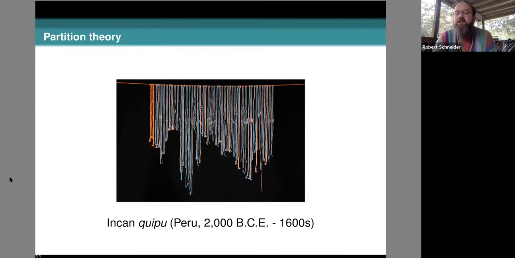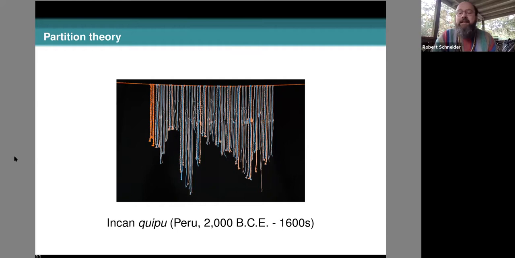And essentially, this is a partition. Each of these strings, these strands, represents a number, and this is a base 10 numbering system tied in knots. And the red strands are like the size of the partition. They are the sum of all of the strands in a certain region or across the whole rope. So these were used for counting and doing mathematics in Central and South America for thousands of years.